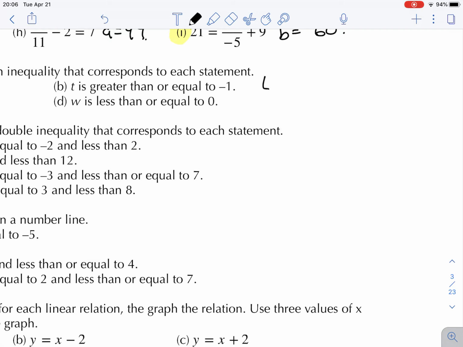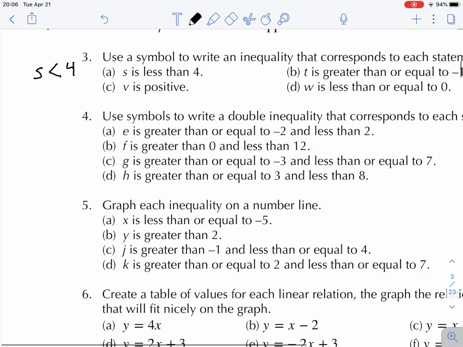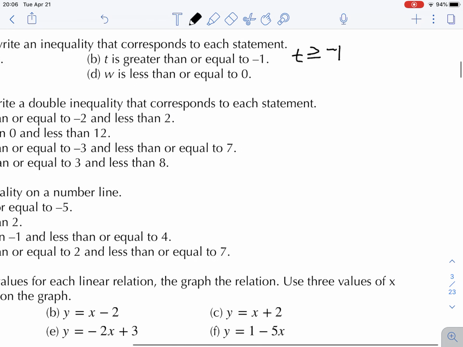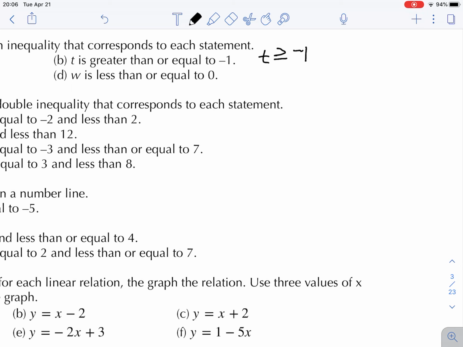Letter B, T is greater than or equal to negative 1. T is greater than or equal to, so when we have this equal to part, we put a line under the greater than sign, negative 1. That reads T is greater than or equal to negative 1. Letter C, V is positive. That means V has to be bigger than 0. 0 is not positive or negative. 0.1 is positive. So V has to be strictly bigger than 0.